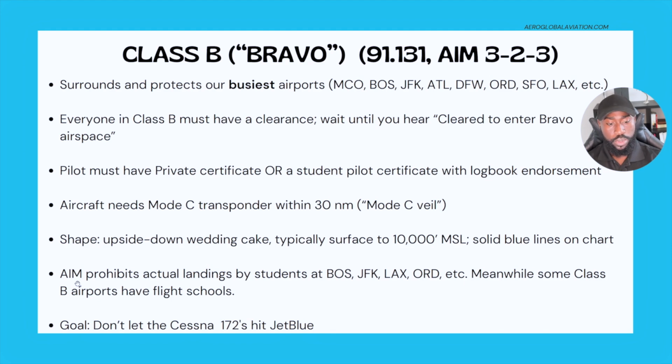The AIM actually prohibits landings by students at Boston, JFK, LAX, ORD, etc. Meanwhile, some Class B airports actually have flight schools. That gives you an idea of how revered Class Bravo airspaces are. The general idea is to reduce the risk of smaller aircraft crashing into bigger aircraft.